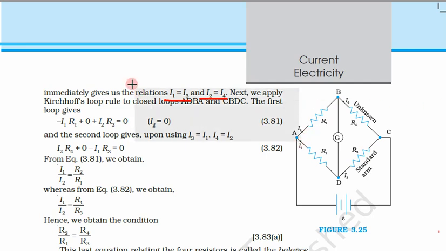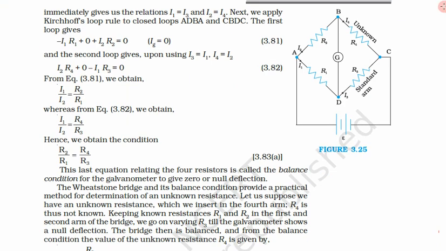Now let us apply Kirchhoff's second rule, or what we call the loop rule. So we have two loops here: ADBA, this is the first loop, and the second loop, CBDC. So let us apply the loop rule in these loops. Okay, so what is the loop rule? So these are the conditions that we got for the balanced bridge.